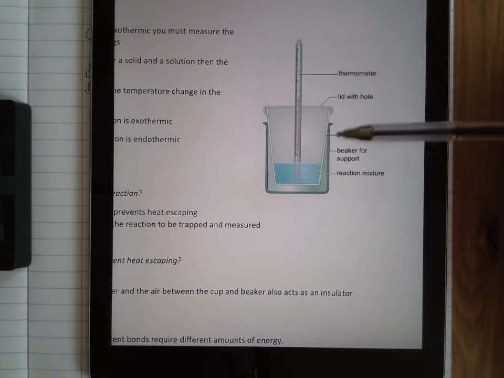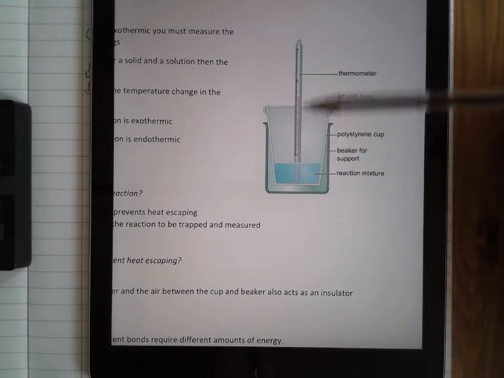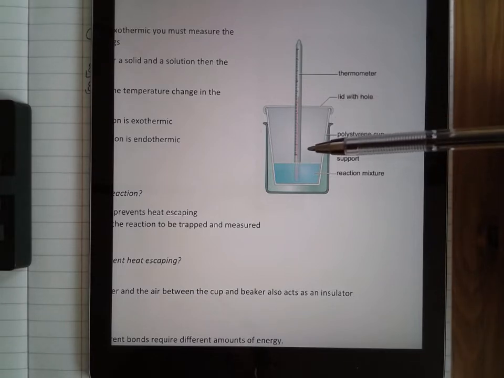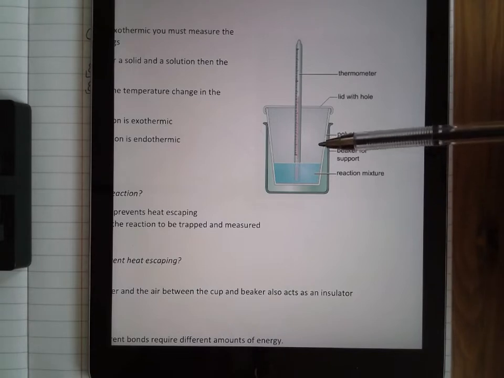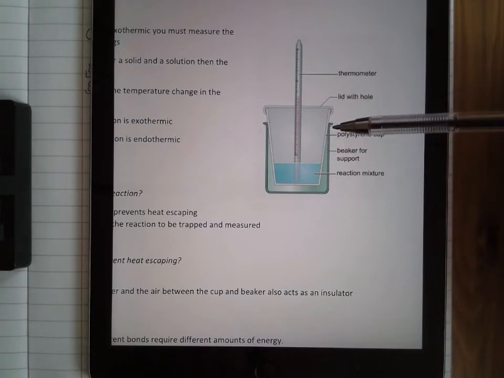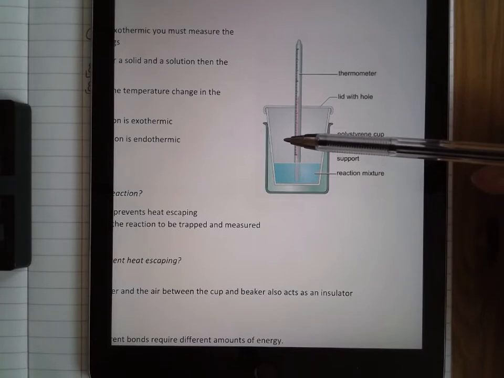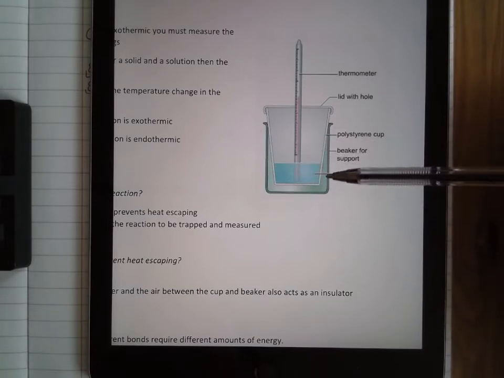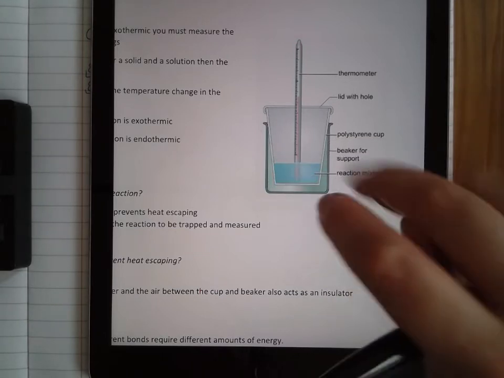You don't want the heat that's released during the reaction to just escape from the beaker. If it does, you don't get an accurate reading on your thermometer. So anything that you can do to keep that heat in is going to give you a better reading. So we use a polystyrene cup because it's an insulator. We put a lid on the polystyrene cup, and we also put the cup into a beaker. The reason for that, it says here, is beaker for support. Yes, but also between the polystyrene cup and the beaker, you have a layer of air, and air itself is also an insulator, and air will also stop the heat escaping.